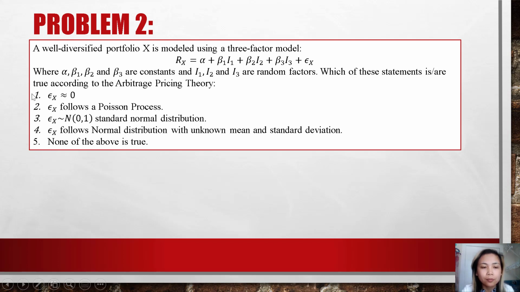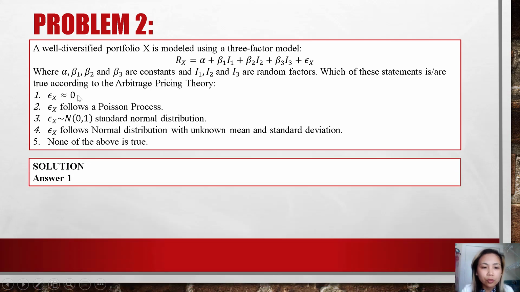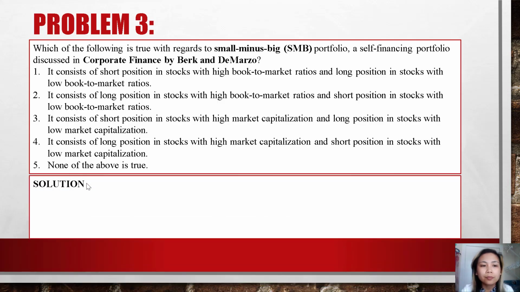So the answer is 1. I repeat, 1 is true. The second statement is false because errors shouldn't follow a Poisson process. Number 3 is false because there's no way to guarantee the standard deviation is 1. Number 4 is false because epsilon X should follow normal distribution with 0 mean, not unknown mean. And 5 is incorrect because 1 is correct. So the answer is 1. Problem 3.